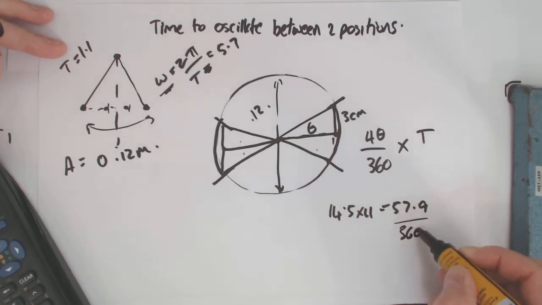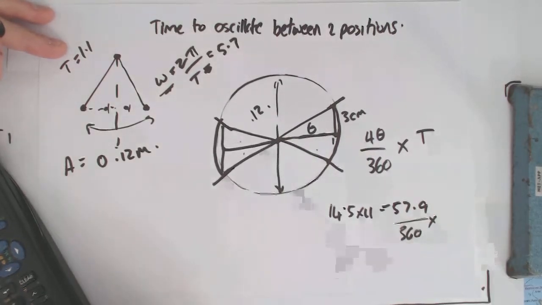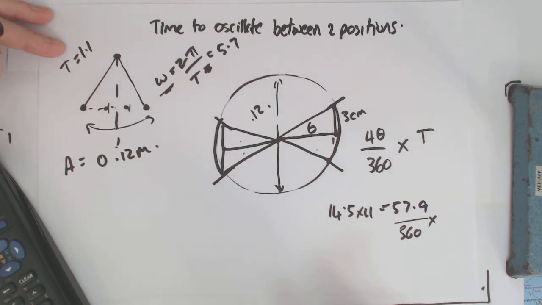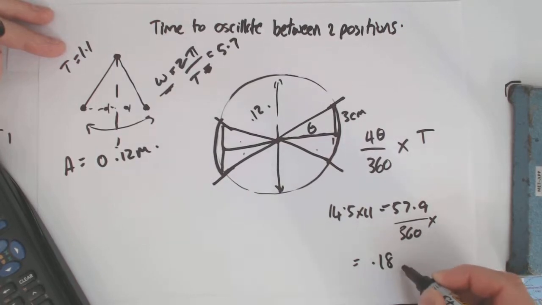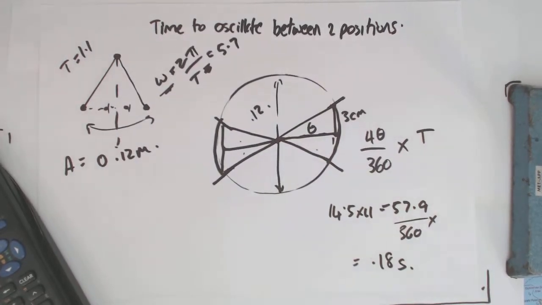Divide that by 360 and multiply it by our period, and we end up with 0.1769, so 0.177 or 0.18 seconds. And that's it. So they could ask you questions like that.